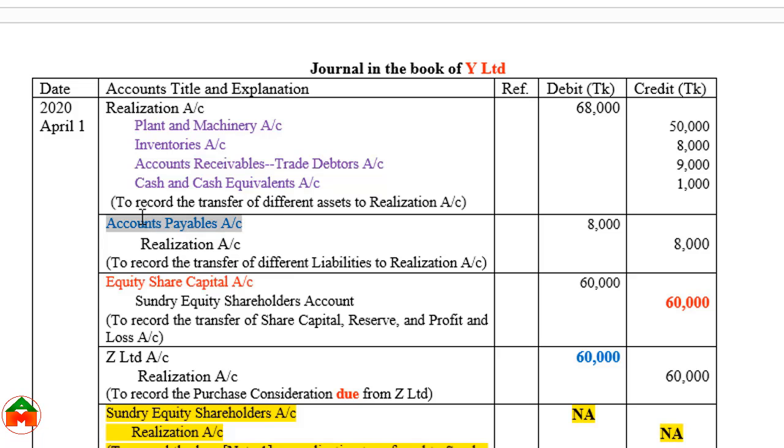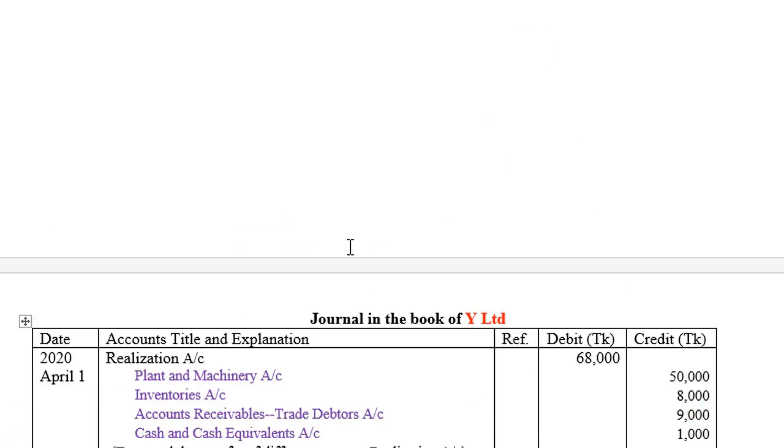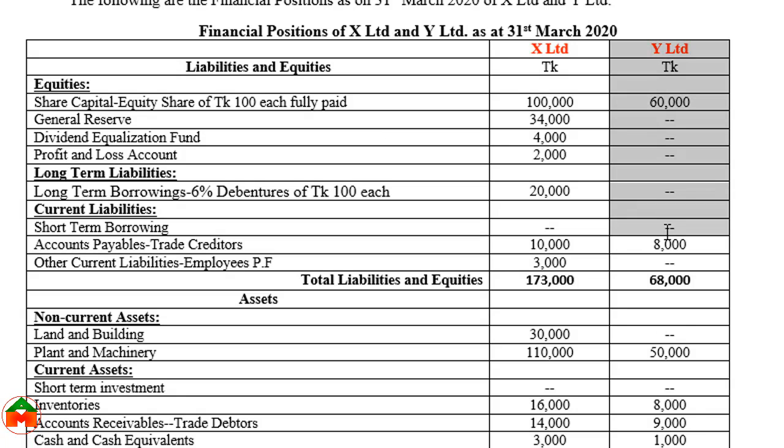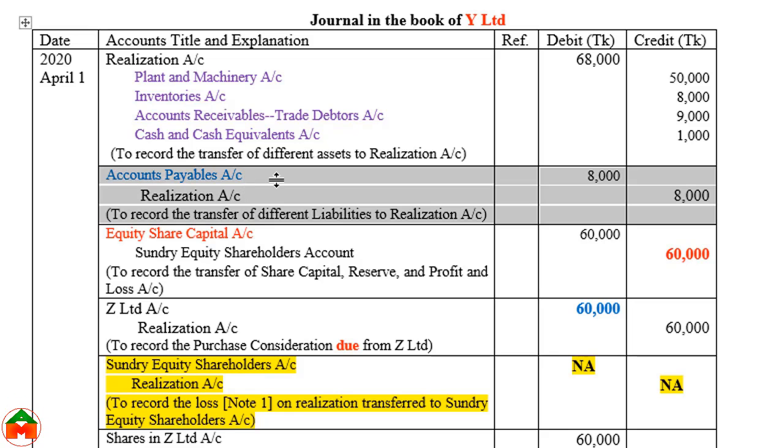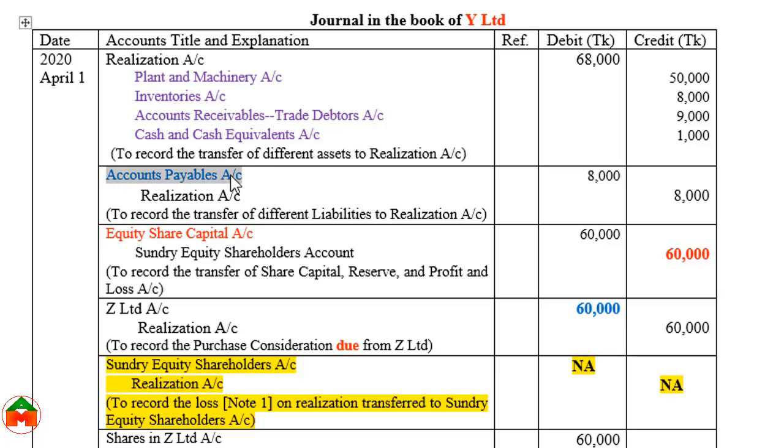We can see these are the liabilities for Y company limited. Let's see the question. We can see from the question the liabilities item of Y company is only 8,000, accounts payable. That's why in the journal entry we have shown the liabilities in the debit side. Again I am repeating, we are showing it in the debit side because this company will be liquidated. That's why this account will be removed by showing it in the opposite side.